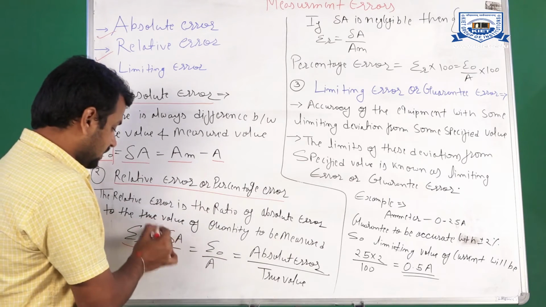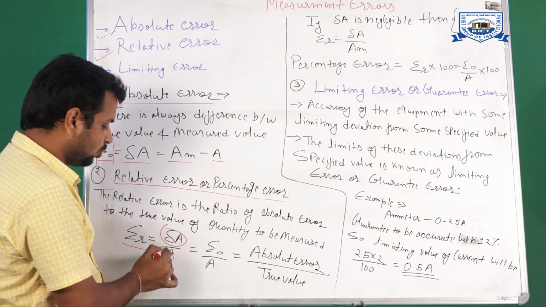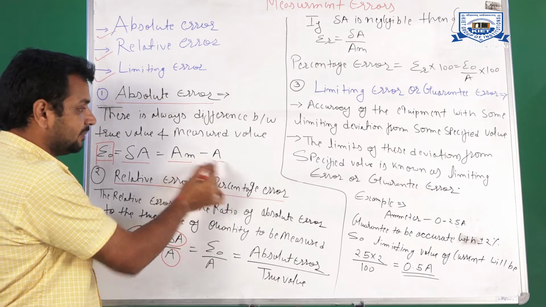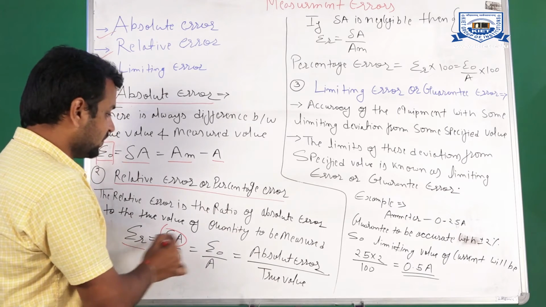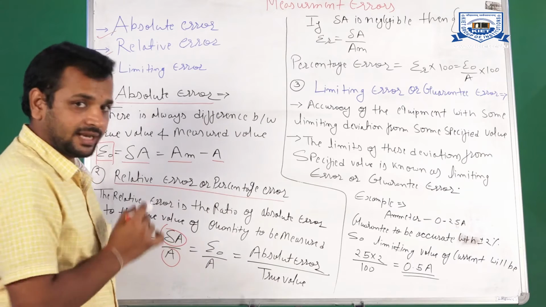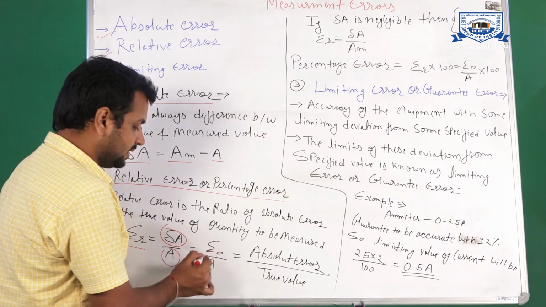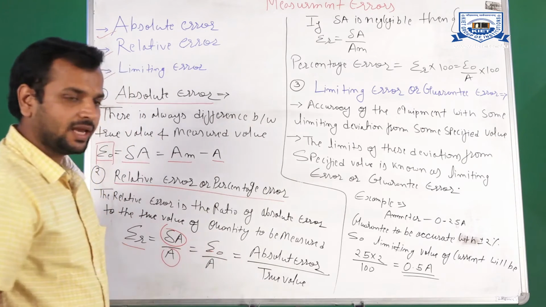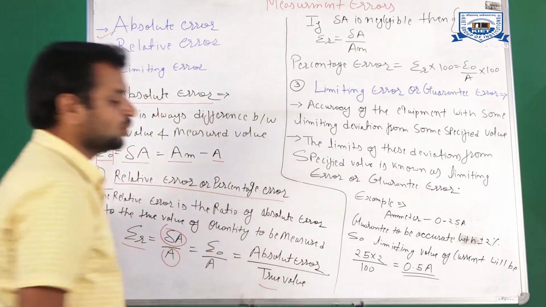So the absolute error is del A, and the true value of the quantity is A, which we have represented by capital A. So del A by A is the relative error, and del A can also be represented by epsilon naught. So it can also be written as epsilon naught divided by A, the ratio of absolute error to the true value.